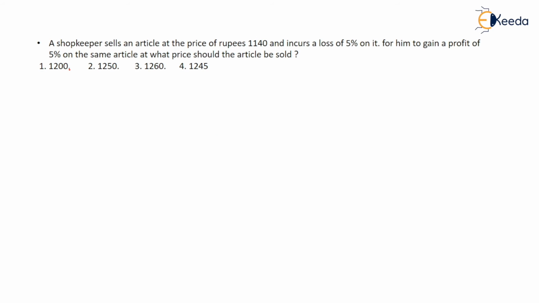Simple. A shopkeeper sells an article at a price of rupees 1140 and incurs a loss of 5% on it. For him to gain a profit of 5% on the same article, at what price must he sell it? Simple. He sells at 1140 and incurs a loss of 5%. Means 100 he already has, 5% you have to subtract because he is getting a loss. So if he is selling at 95% of the cost price, he is getting 1140. So 95 by 100, right? This comes out to be 19 by 20 equal to 1140.